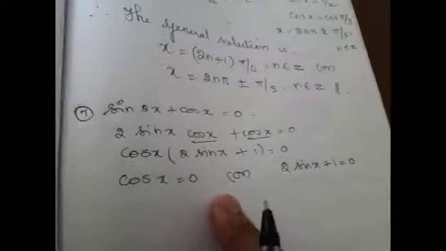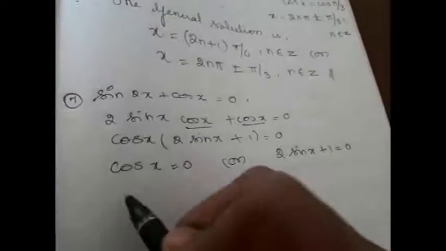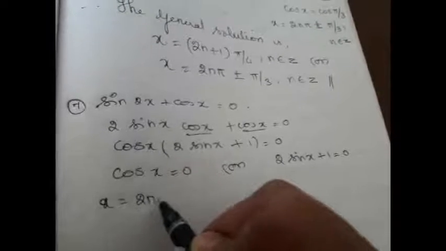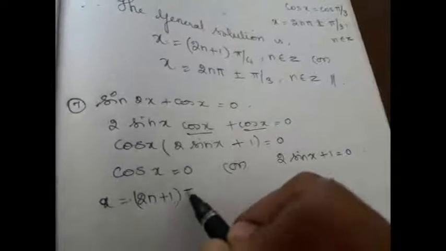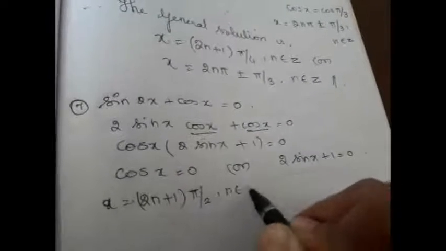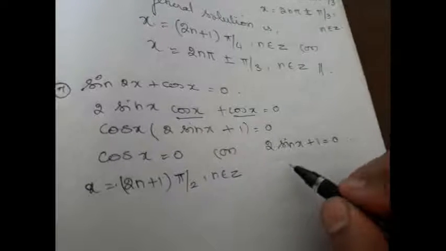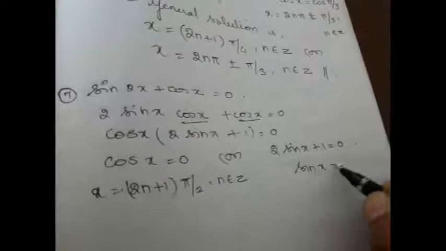When the cos value will become 0, when x takes the odd integral multiple of pi by 2. So x should be equal to (2n plus 1) pi by 2 where n belongs to Z, or sin x equal to minus 1 by 2.